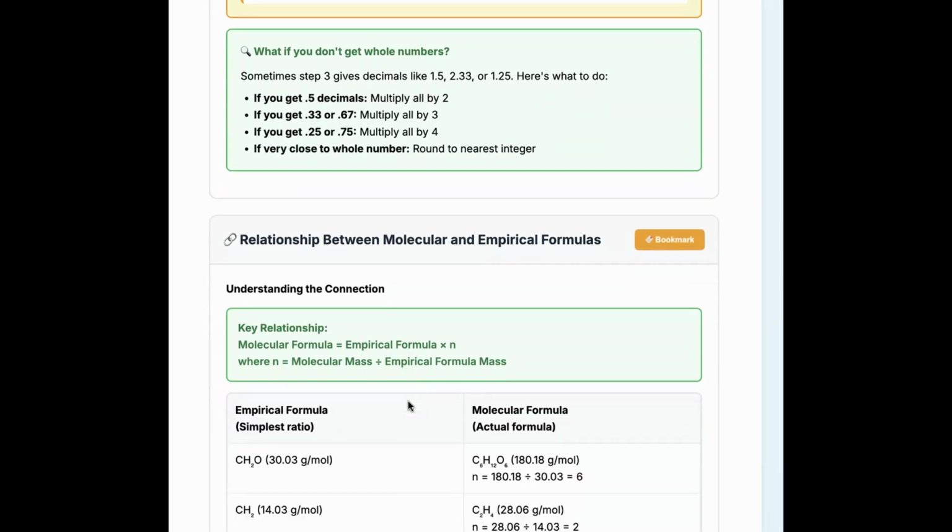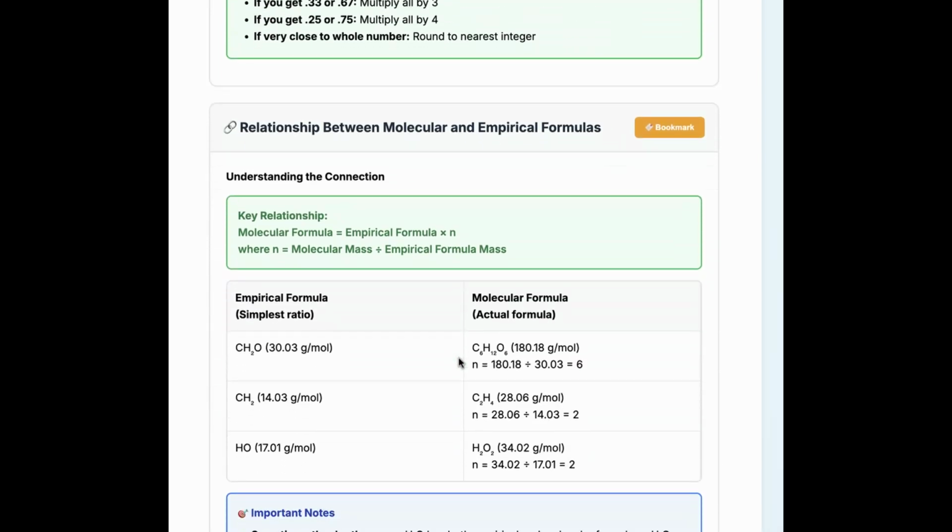Now, what is the relation between empirical and molecular? We have explained it very well. So CH2O and C6H12O6, these are the empirical formula and the molecular formula. So this is basically repeated 6 times.